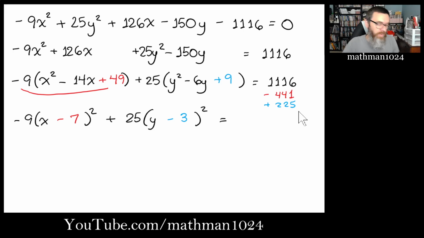Don't want to add all this. You know what? I guess I'm feeling kind of lazy. I want to make sure I don't make some kind of weird careless mistakes. Let me grab my calculator. So 1,116 minus 441 plus 225. Well, isn't that a cute number? 900. All right, I'm digging it.